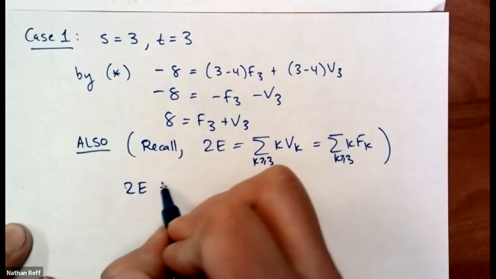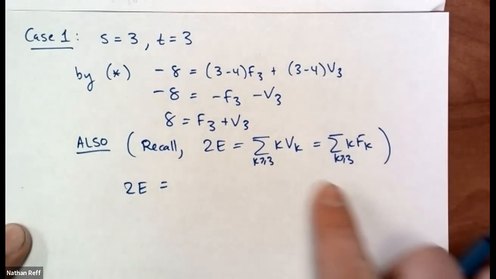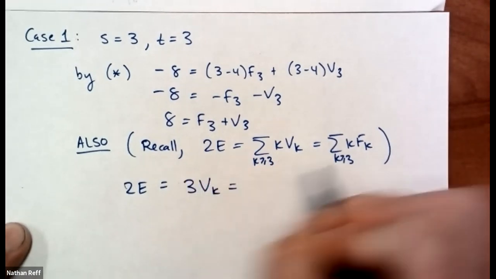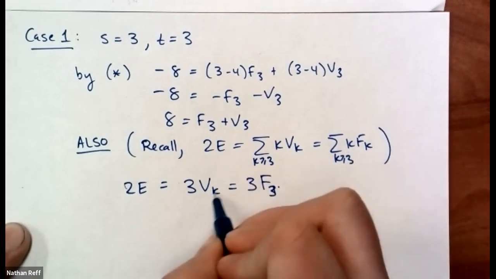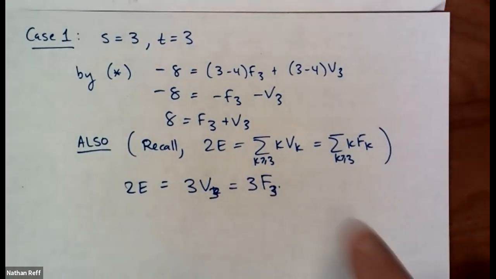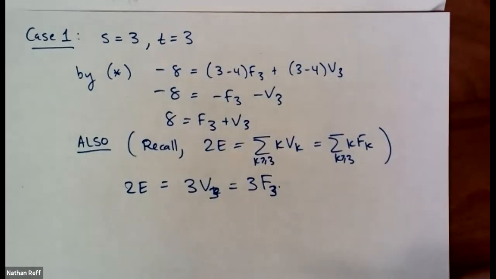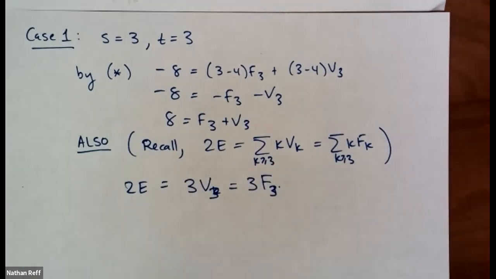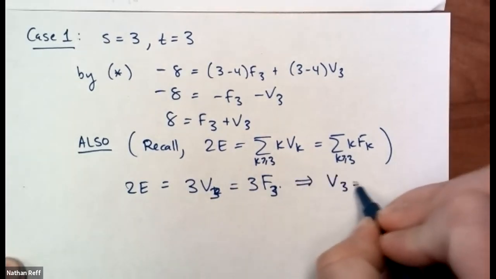2E is equal to, now if it's regular, these are only going to be one term, so you'll have 3 V sub 3 and 3 F sub 3. Again, this is because S and T are 3. Okay with that? And it's regular, so these are only going to have one term in them. So in other words, what does this tell you? V3 is equal to F sub 3.